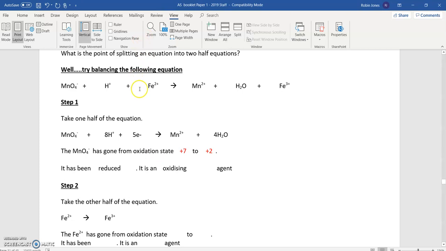What else have we got in there that we've not used so far? Fe2 plus. What does that go to? Fe3 plus. Well, that one's easy. Which side are electrons and how many? Just 1 electron on the right to leave 2 pluses on either side. The Fe2 plus has gone from oxidation state plus 2 up to plus 3. So it's been oxidised. If it's been oxidised, something else is reduced, so it is a reducing agent.